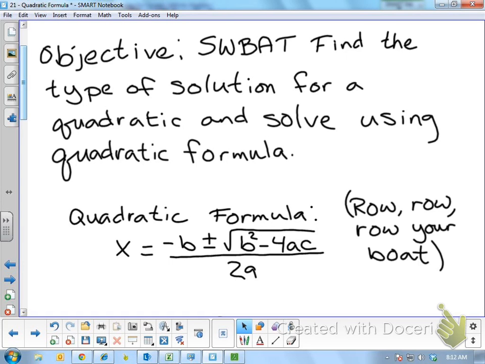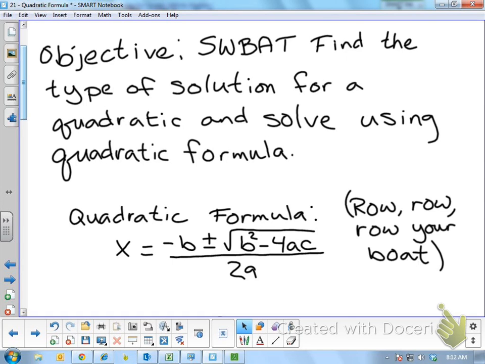So our goal today is not only to be able to find the solutions, we also want to find the types of solutions that would occur. There's going to be 3 different types. So we're going to start with being able to find the types of solutions, and then we're going to learn how to solve using the quadratic formula. Now this is a big formula, and you do have to have it memorized eventually.